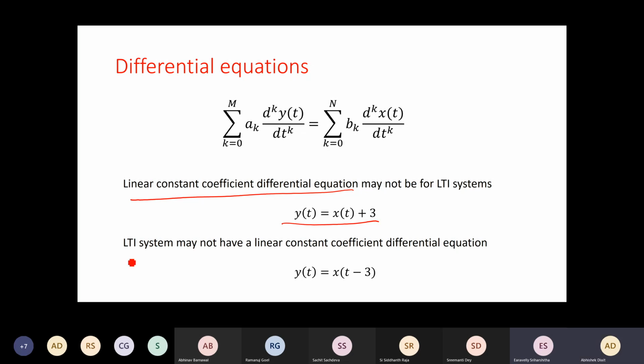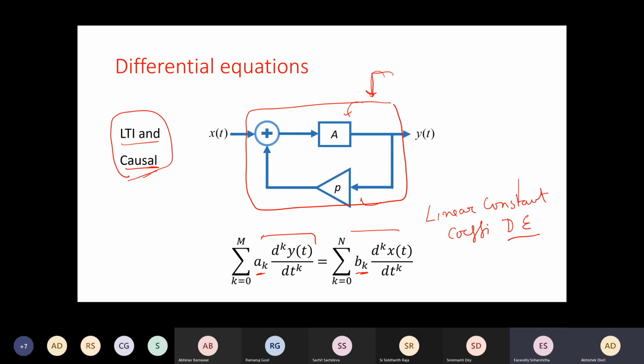The other way around is also not possible. An LTI system may not have a linear constant coefficient differential equation. For example, this kind of system does not have one. So only LTI and causal systems can be expressed or built using these three components. And this is usually everything that we do in engineering. We do not worry about those systems which cannot be built like this, because anyway you have to build systems, right? Otherwise, why are we studying them? So if we are building systems, we will use only these three things. If you can build a system, then you will have a linear constant coefficient differential equation.